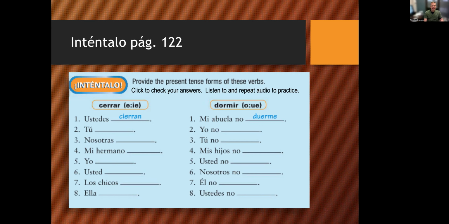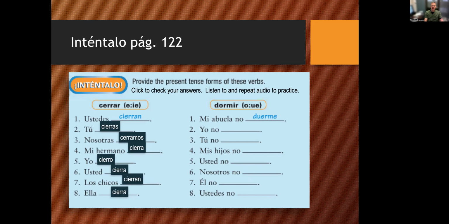Okay, muy bien, veamos, let's see. Número 1, ya está ahí, ustedes cierran. Número 2, tú cierras. Número 3, nosotras cerramos, right? Not stem changing IE. Mi hermano, third person singular, cierra. Yo cierro. Usted cierra. Los chicos, that's ellos, third person plural, it's in the boot, cierran. Ella cierra, first person singular.